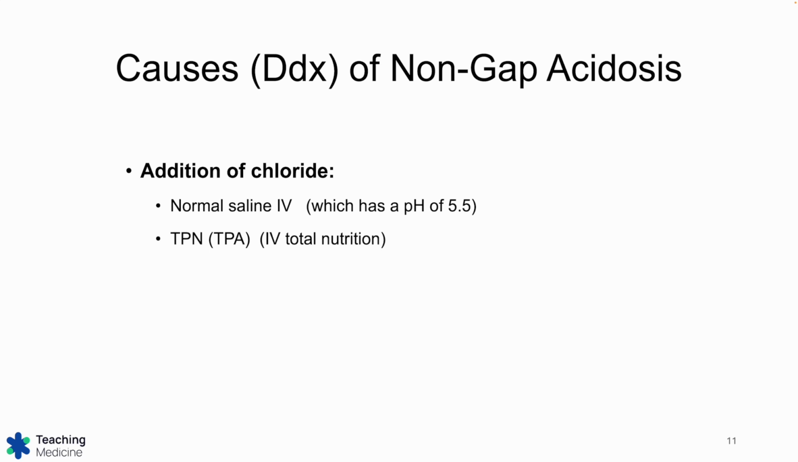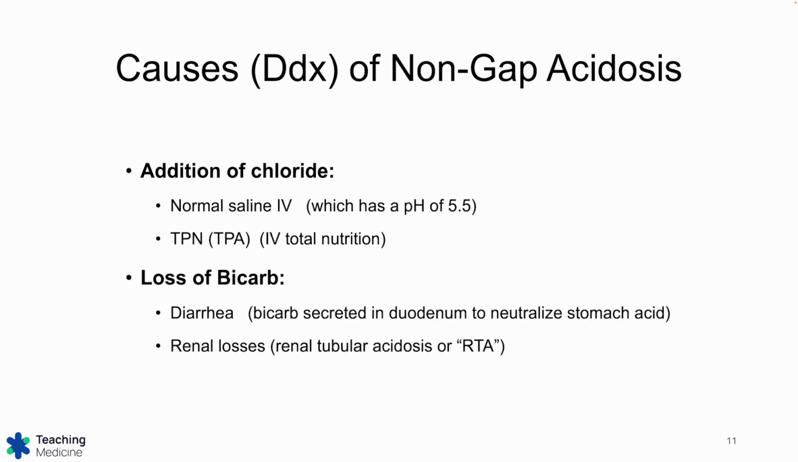It's super low, shockingly. And then the other form of chloride is also with an IV, TPA or TPN, which is basically total nutrition being given intravenously. And loss of bicarb is the other category, diarrhea. Remember, you've got all this acid in your stomach. It needs to be neutralized, so your duodenum secretes all this bicarb. And if you have diarrhea and you don't reabsorb that bicarb, it exits your body and you lose bicarb.